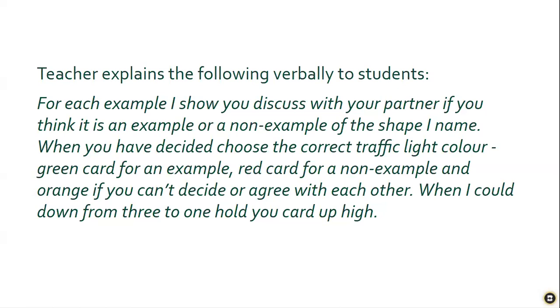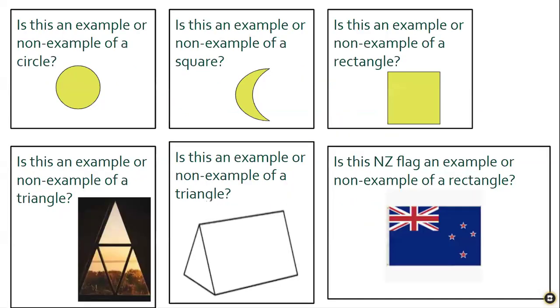And for this example, if you decide that the example I give you is a non-example, then you would hold up your red card. If you think it is an example, you hold up your green card. And if you're not sure or you can't agree with your partner, then you're going to hold up the orange card. I'm going to count down from 3, and when I get to 1, everyone's going to hold their cards up. So I wouldn't have all of these examples on the screen at once.